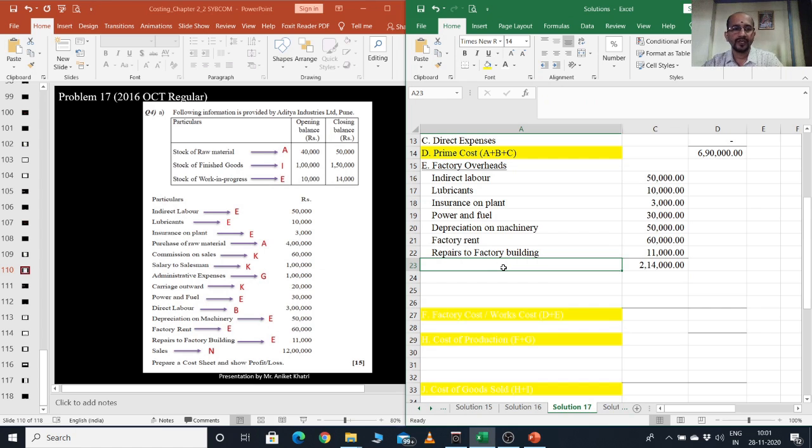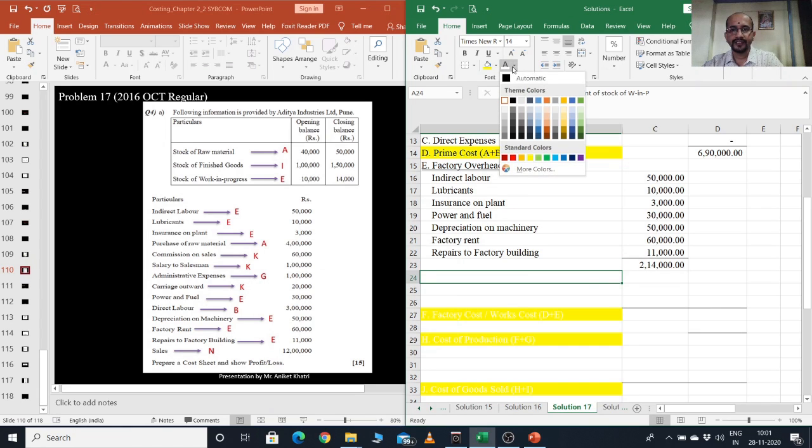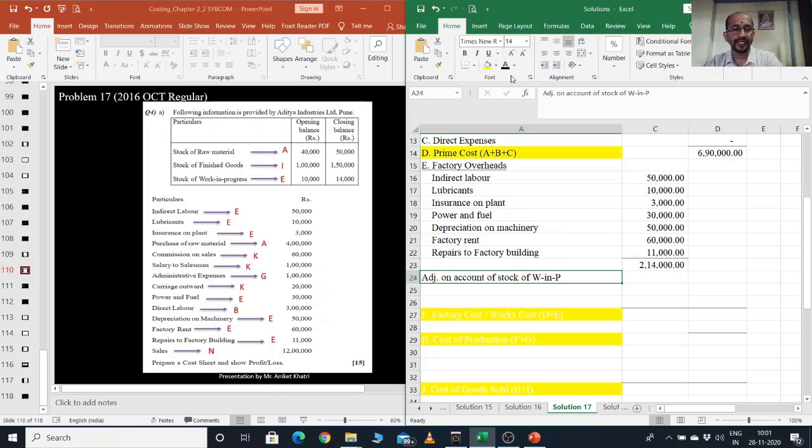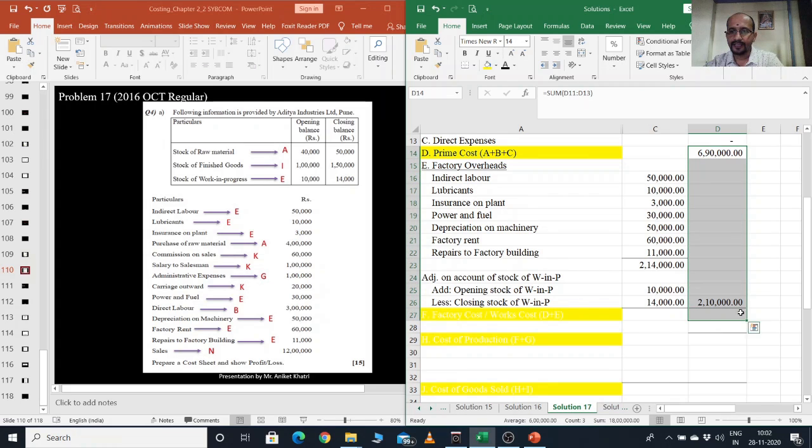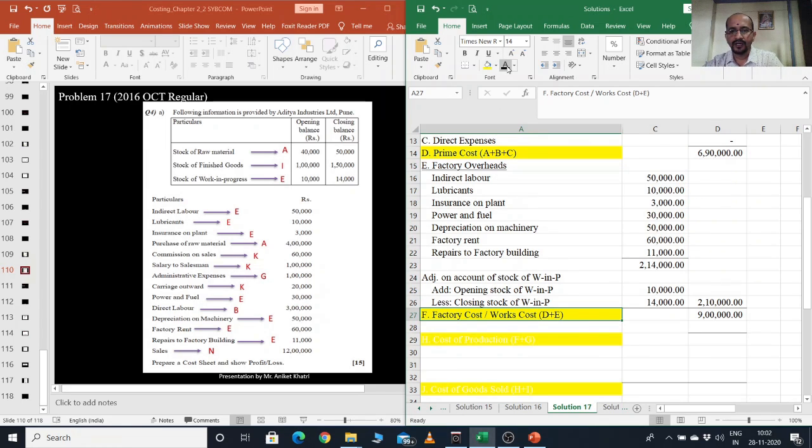So now we need to do the adjustment. Adjustment on account of stock of work in progress. Here it is mentioned opening is 10,000 and closing is 14,000. Just add this 10,000 in 2,14,000 and minus 14,000. You will get the amount that is 2,10,000. Add this 2,10,000 in 6,90,000. This is your factory cost or works cost.